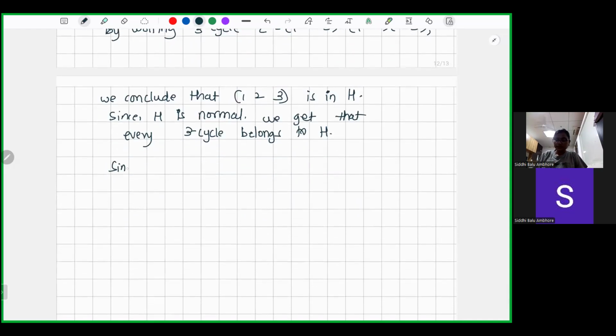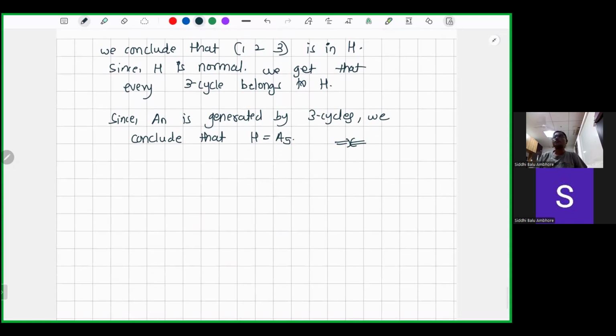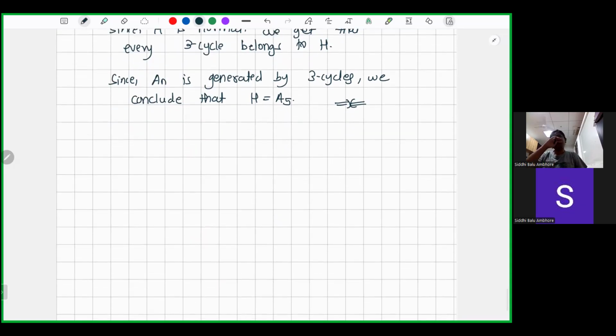And since, as I told you, we proved that A_n is generated by 3 cycles, we get that this H is in fact A5. So this is a contradiction, because H was what? H was my Sylow 2 subgroup of A5. So this is a contradiction.